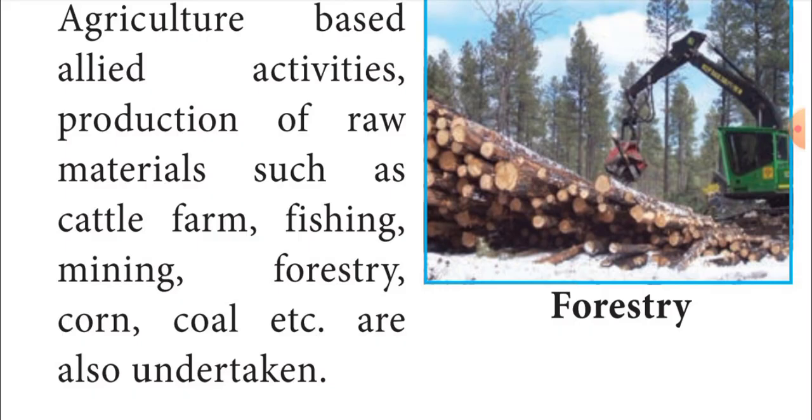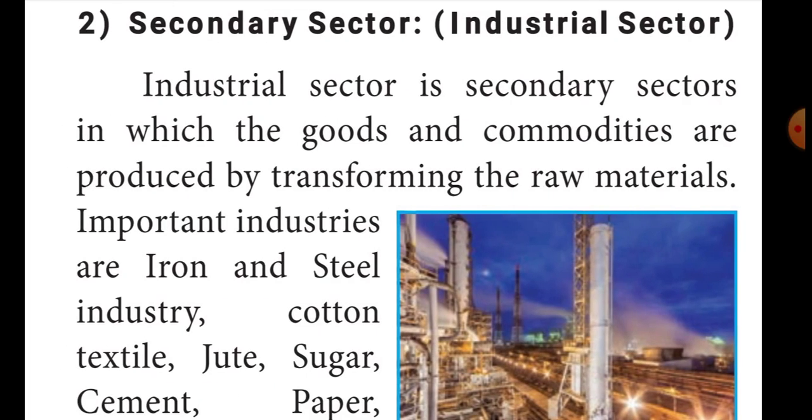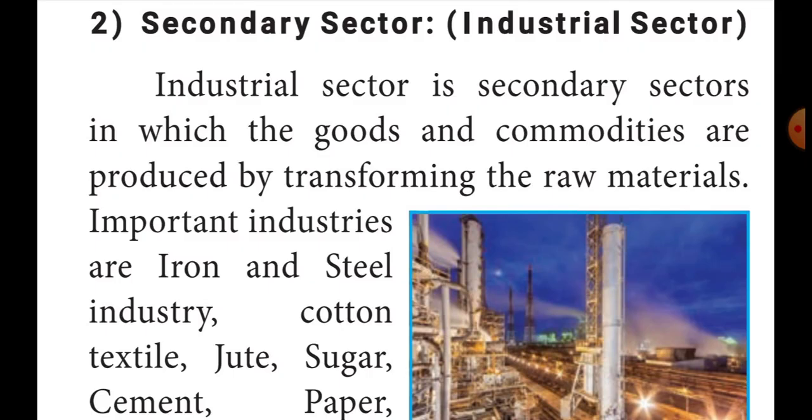Then the second one is secondary sector or industrial sector. Listen, students, industrial sector is otherwise called the secondary sector. The goods and commodities are produced by transforming the raw materials. For example, the important industries of secondary sector are iron and steel industry, cotton textile, jute, sugar, cement, paper, petrochemical, automobile and all other small scale industries.